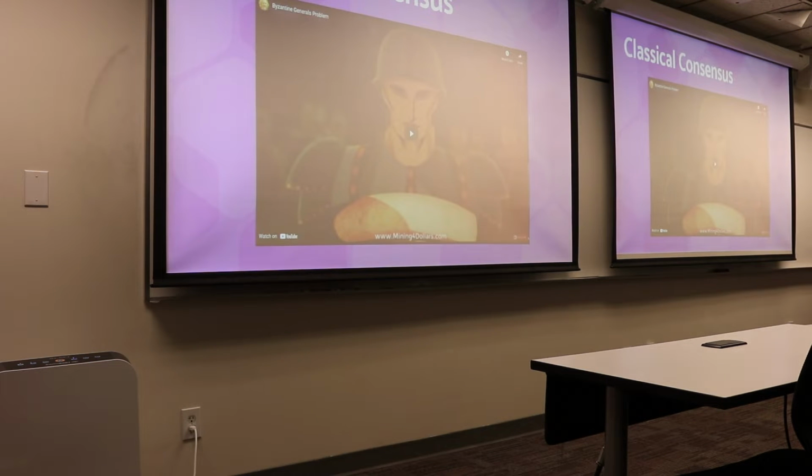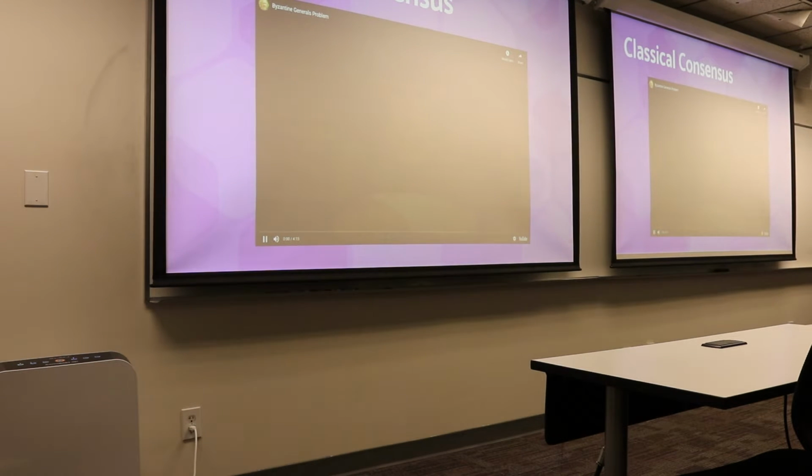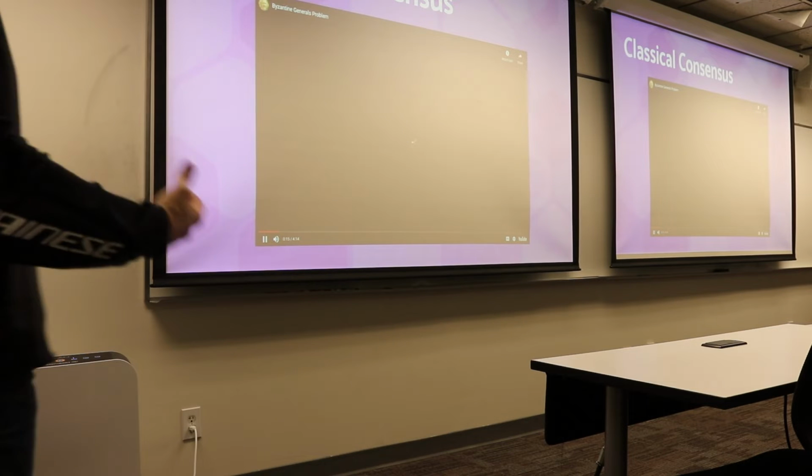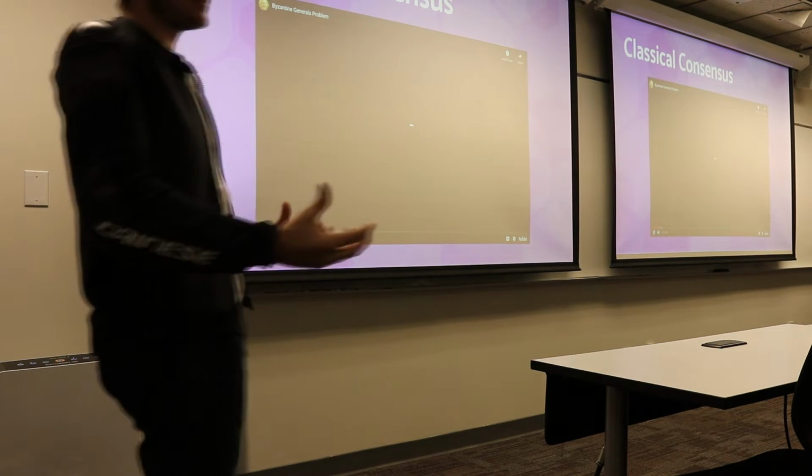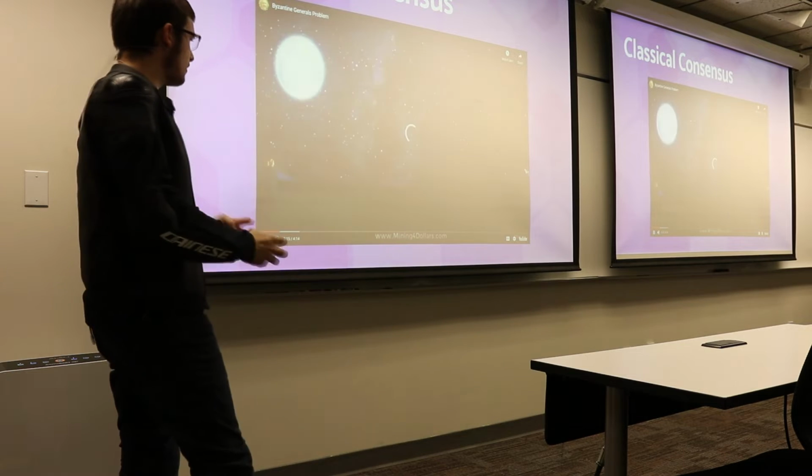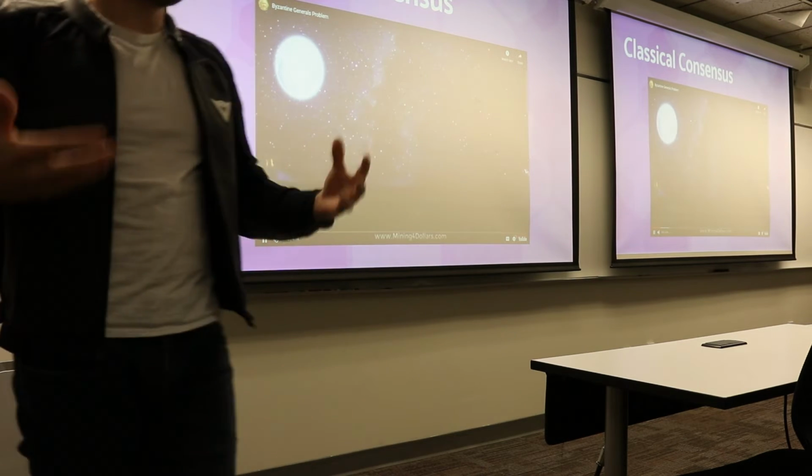Now we're going to look at classical consensus mechanisms. We're going to start with this basis of what we're trying to solve, and this was really most of the research that came out 40, 50 years ago. People wanted to form collective consensus.